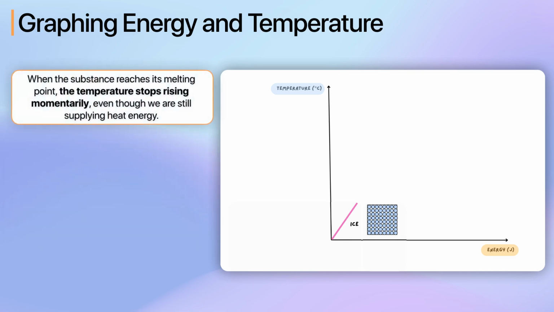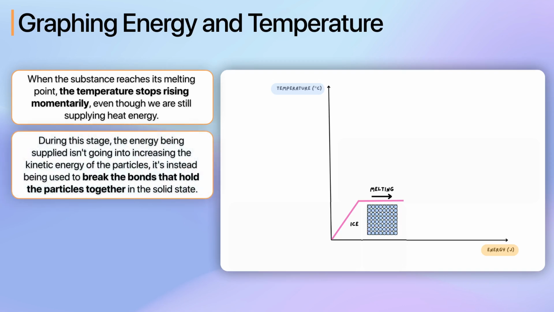When the substance reaches its melting point, an interesting thing happens. The temperature stops rising momentarily, even though we are still supplying heat energy. During this stage, the energy being supplied isn't going into increasing the kinetic energy of the particles. Instead, it's being used to break the bonds that hold the particles together in the solid state.